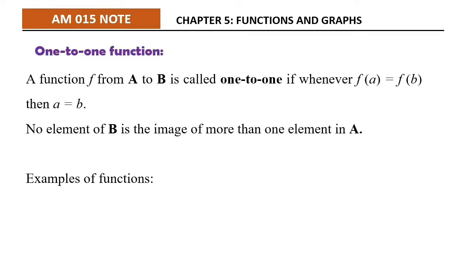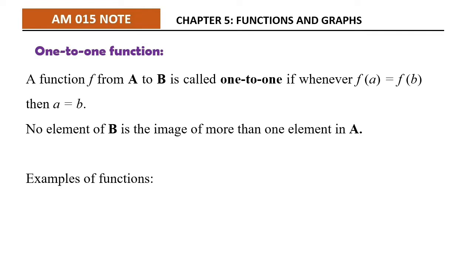One-to-one function. A function f from A to B is called one-to-one if whenever f(a) equals f(b), then a equals b. No element of B is the image of more than one element in A.